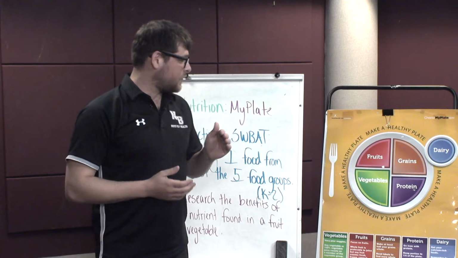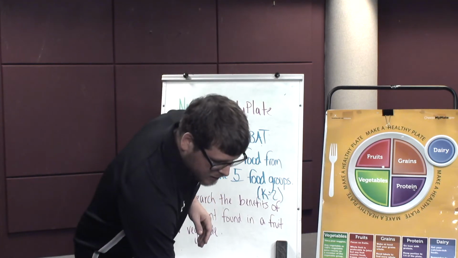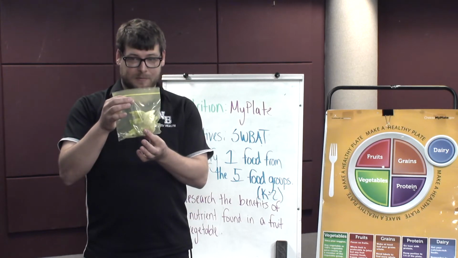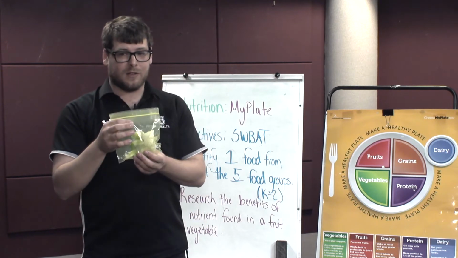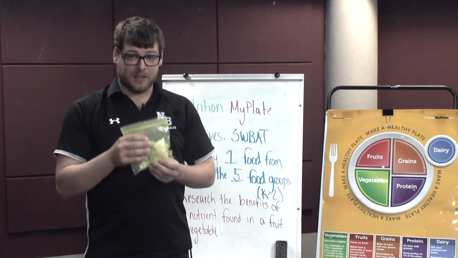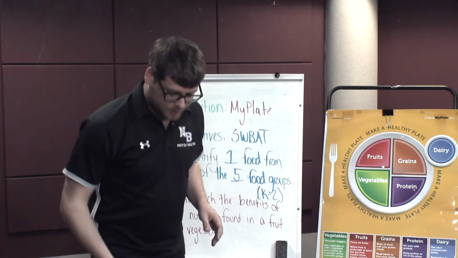The next food group, we have vegetables. A common one that some of us might be familiar with is lettuce. It goes with a lot of different meals. It goes great in salads, on some sandwiches, and things like that. So we have blueberries, we have lettuce.